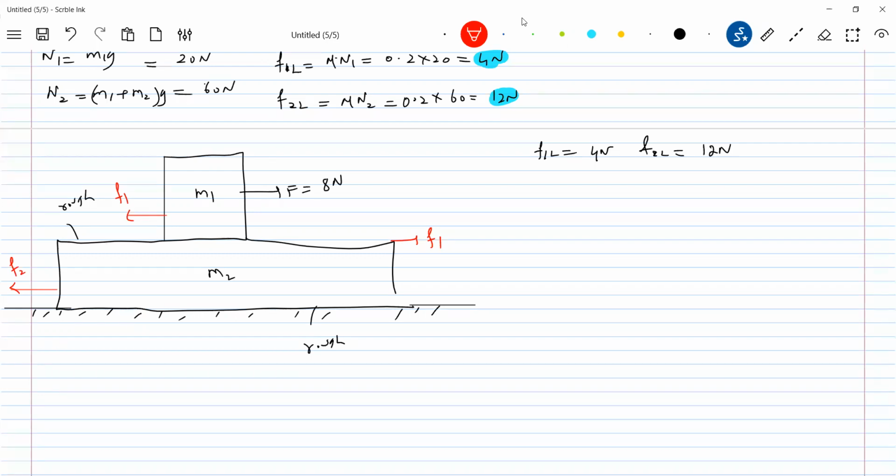I applied 8 Newton force. Can 8 Newton force overcome the 12 Newton? Not possible, no? So F1 here will adjust itself to F1L, 4 Newton. This 4 Newton cannot overcome the 12 Newton, so F2 will adjust itself to 4 Newton. So tell me, is this friction acting static or kinetic? This will be static, no? F2 will be static. What about F1? F1 is limiting friction. And now what is the state of block M2? Block M2 will be at rest. It cannot shift. What about block M1? It will shift.